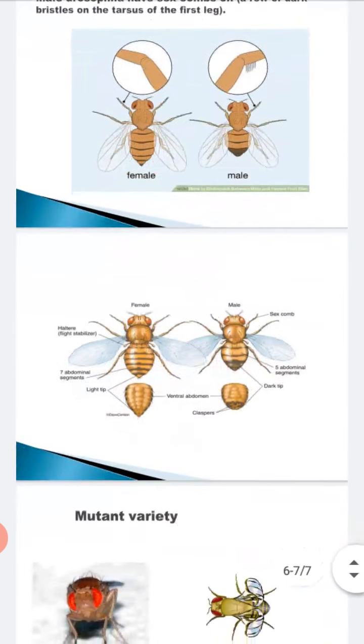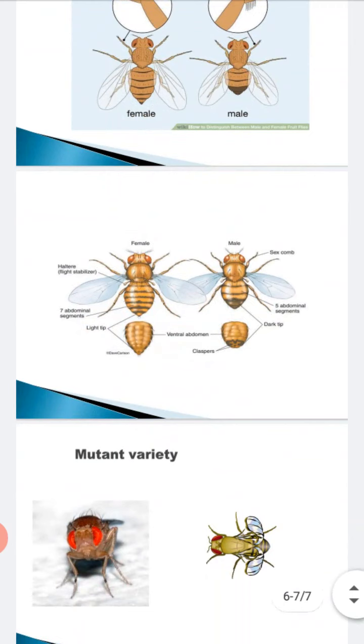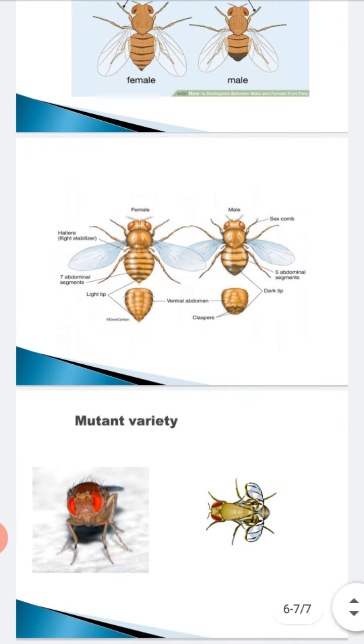In the last figure you can see the wild variety, that is the red eye. It is common in Drosophila melanogaster, but if mutation occurs then this red color changes to white. Mutation is a sudden drastic change occurring in the genes, and the vestigial wings and the color of the cuticle also change due to mutation. But remember, the wild red color is dominant over the mutant white eye.